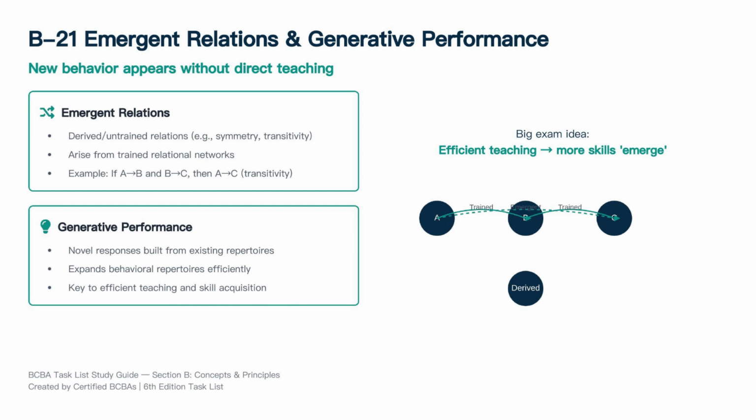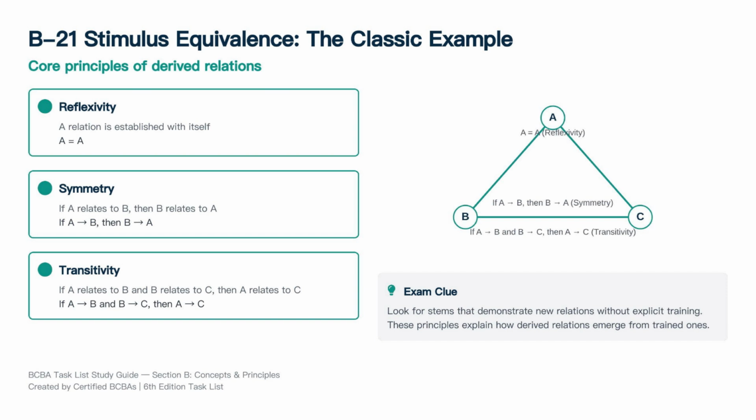Emergent relations and generative performance are about efficiency. New behaviors appear without direct teaching because learners derive relations from trained networks. Like if AB and BC are taught, AC can emerge, transitivity. Generative performance is broader. Novel responses are built from existing repertoires, meaning good teaching can produce more total skills than what you directly trained. Stimulus equivalence is the classic derived relations package.